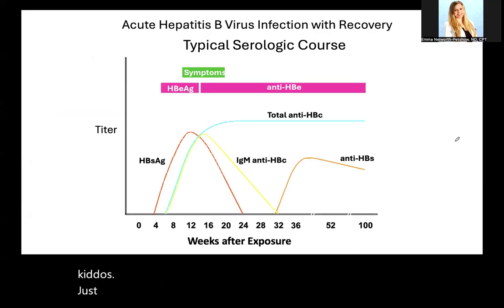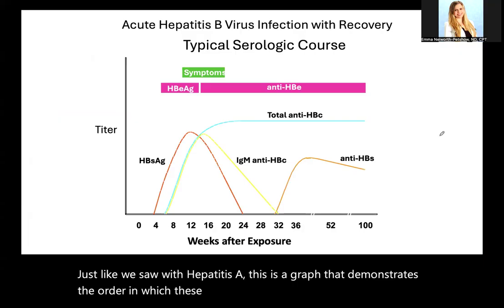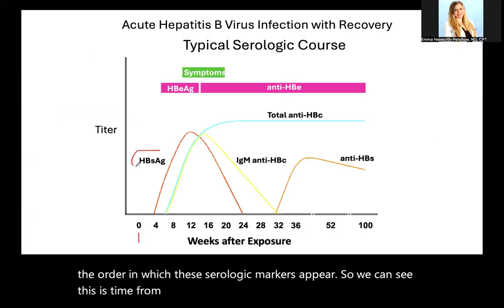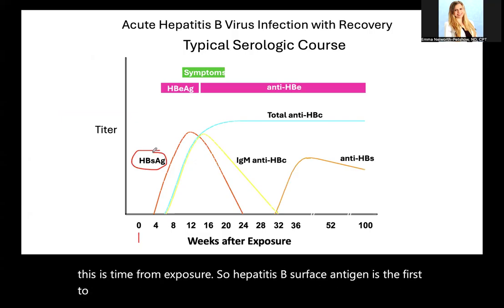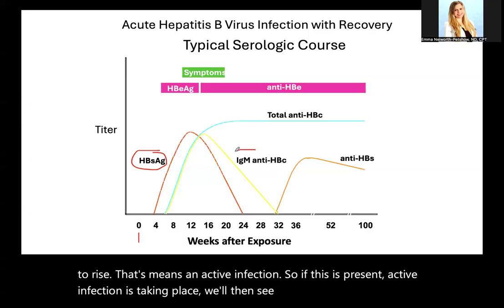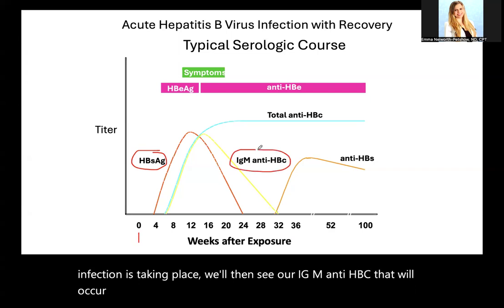Just like we saw with hepatitis A, this is a graph that demonstrates the order in which these serologic markers appear. So we can see this is time from exposure. Hepatitis B surface antigen is the first to rise. That means an active infection. So if this is present, active infection is taking place. We'll then see our IgM anti-HBc that will occur. This will occur soon after symptoms begin and can confirm an acute infection.